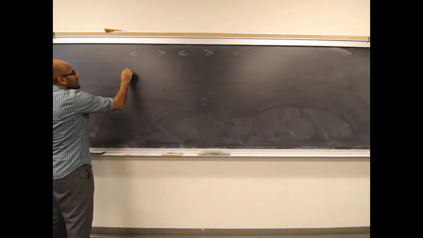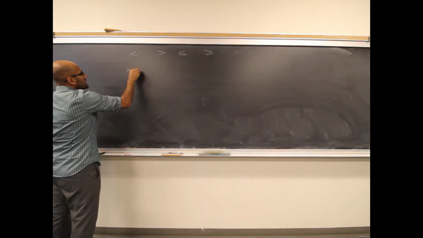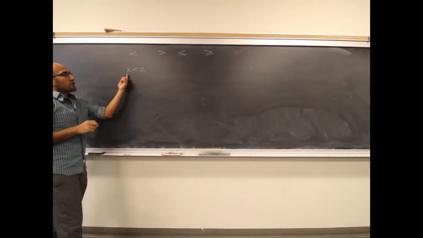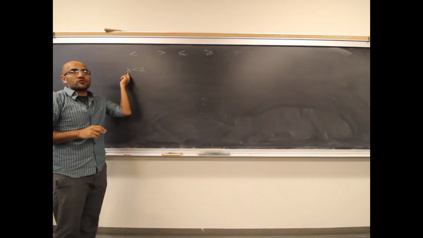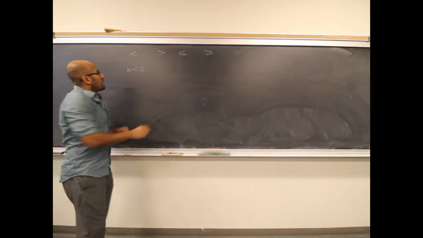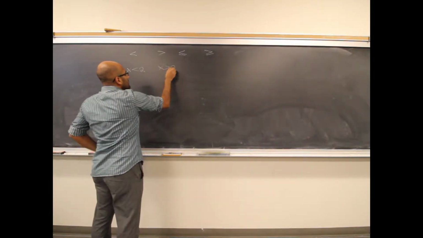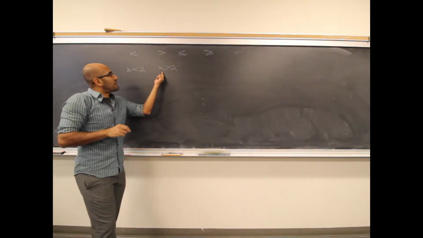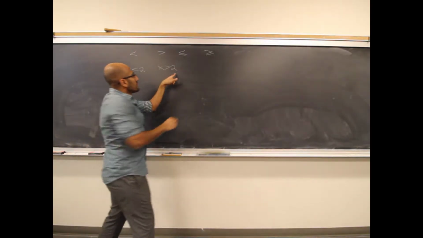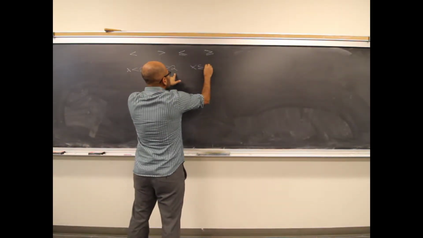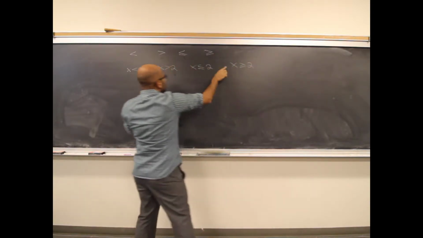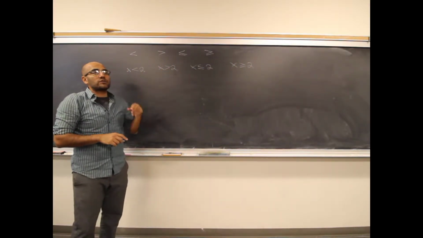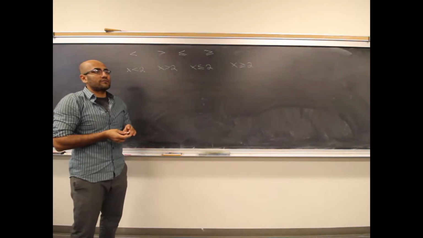For instance, we could have the statement, x is less than 2. So this is representing all values that are smaller than 2. We can have x is greater than 2. This is representing all values that are strictly greater than 2. X is less than or equal to 2, or x is greater than or equal to 2. So the difference between those and these is that we actually include the actual point of 2.